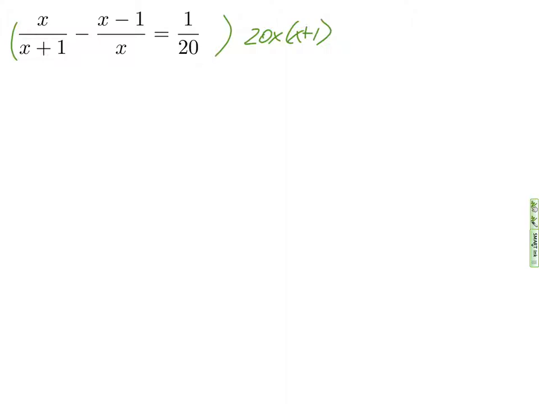So always keep that in mind when you're getting your common denominator. It has to be able to cancel all your denominators. Alright, so when I multiply times the first one, the x plus 1's cancel, so that leaves me with x times 20x. When I multiply times the middle one, the x's cancel, so that leaves me with 20 and x plus 1. And when I multiply times the last one, the 20 cancels, and that leaves me with x and x plus 1. Make sure you understand what we did there.